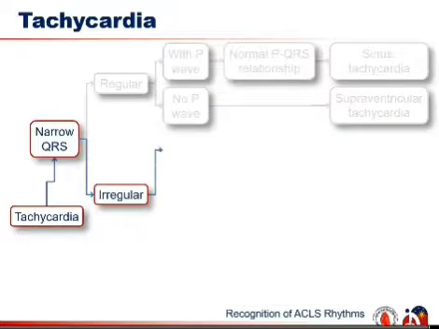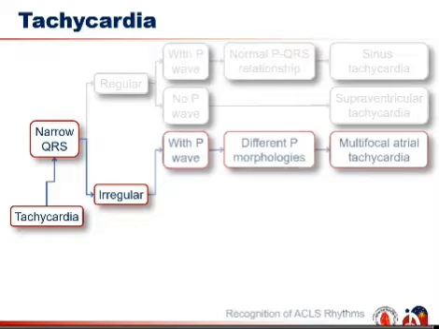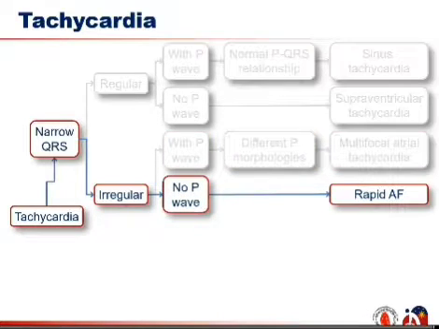A fast rhythm with P waves of varying morphologies and narrow and irregularly occurring QRS complexes is called multifocal atrial tachycardia. Atrial fibrillation is identified as an irregular rhythm with no discernible P waves. If AFib is running fast, it's called atrial fibrillation with fast ventricular response.